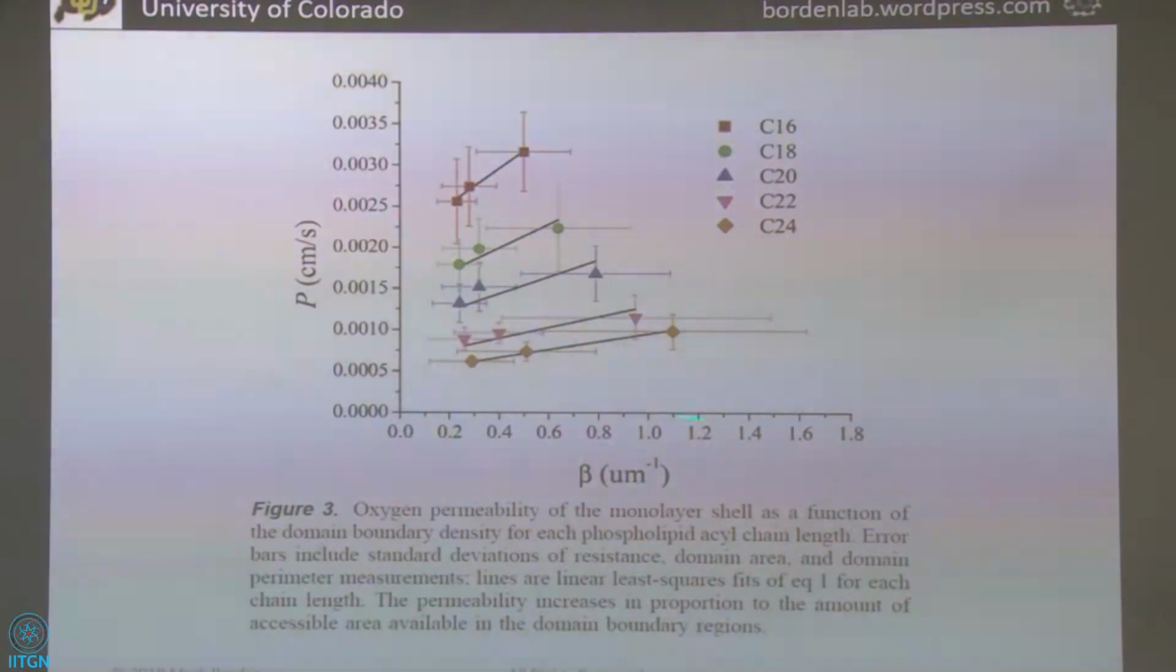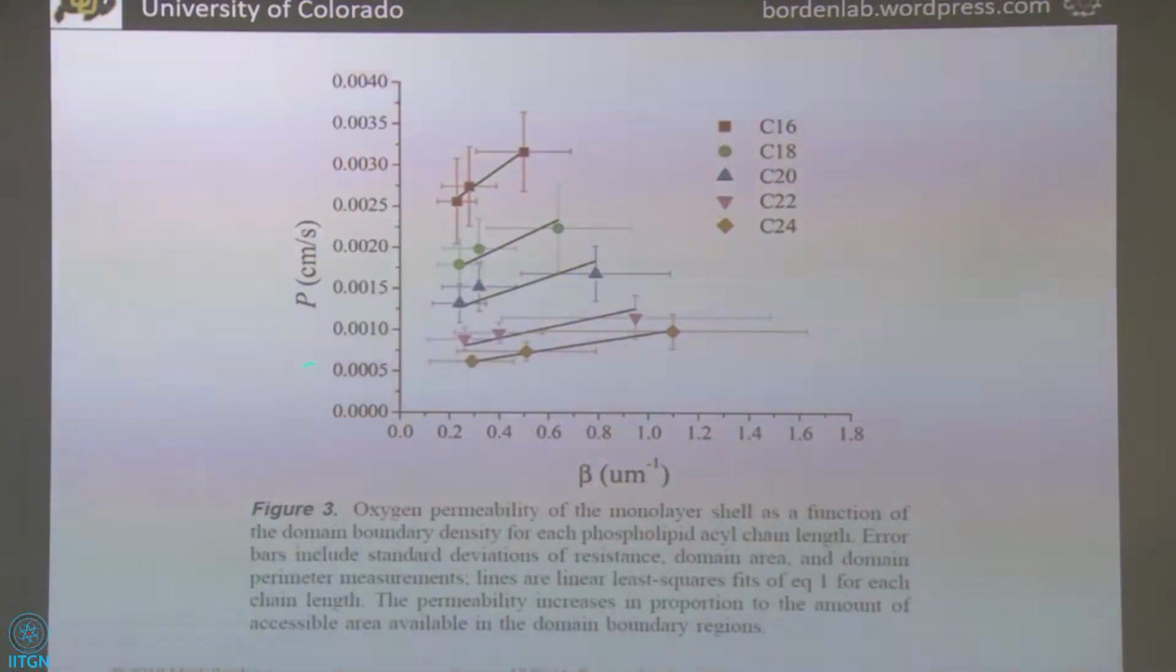So you can measure with fluorescence microscopy the defect density, beta, and the gas permeability, here we call it P, and you can see that the permeability is increasing with defect density. And it also increases as we go from long chains to short chains.